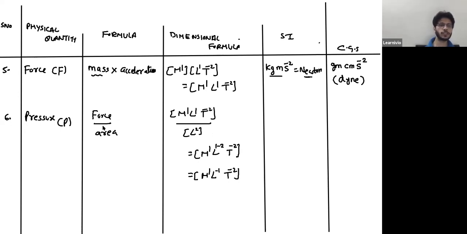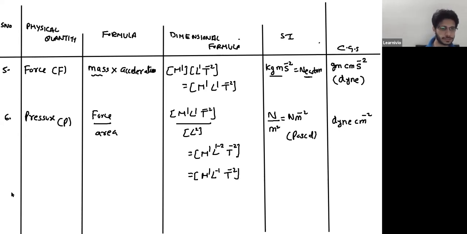The SI unit of pressure is force upon area. So it's Newton divided by meter square. So this is Newton per meter square. We can call this Pascal. If we consider CGS, then instead of Newton, we will use dyne. This is dyne per centimeter square. That's it.